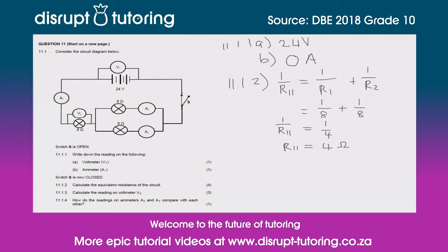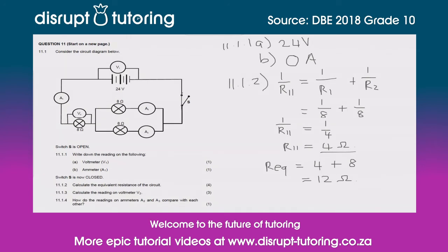But we're not done yet. They want the equivalent resistance of the entire circuit. Now, in this other part, this resistance is just in series with everything else. So we can have this R parallel value plus the series value. So R equivalent is equal to 4 ohms plus 8 ohms, which is equal to 12 ohms. So that's the equivalent resistance for the circuit.